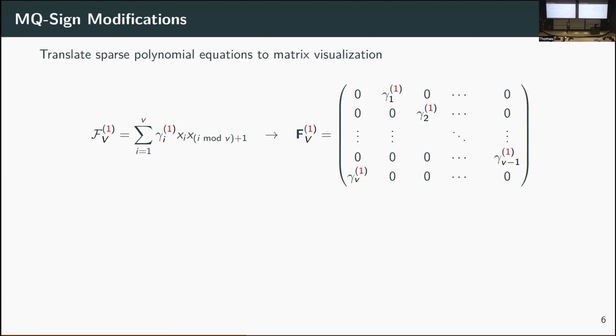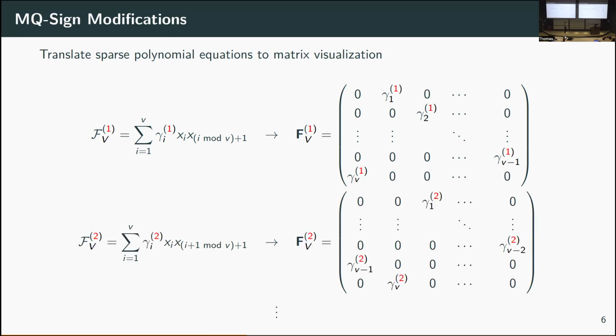But first, let's look at the matrix visualization of these polynomial equations. When we now store these polynomials into the matrices again, then we see, if we look at the first polynomial, we just have monomials of the form x1 x2, x2 x3, x3 x4. So they build a diagonal if we store them here. And if we go through the number of polynomials, for example the second polynomial, this gets shifted to the right by 1. And this continues for all the polynomials.